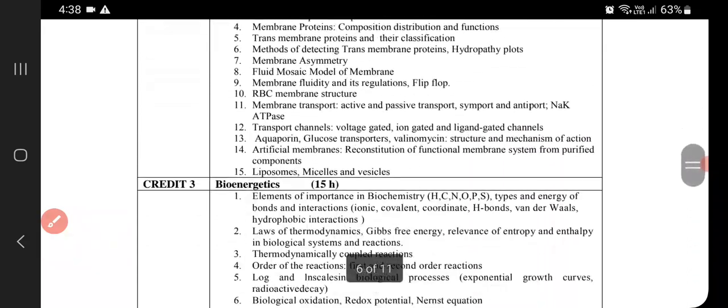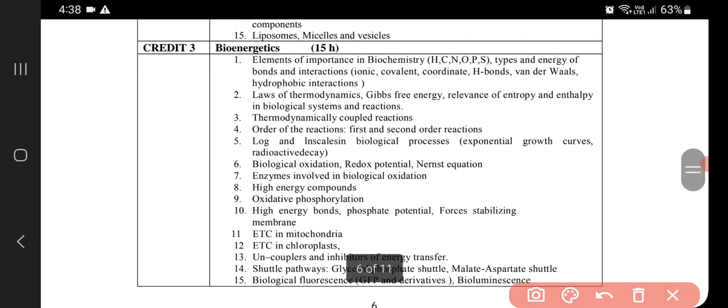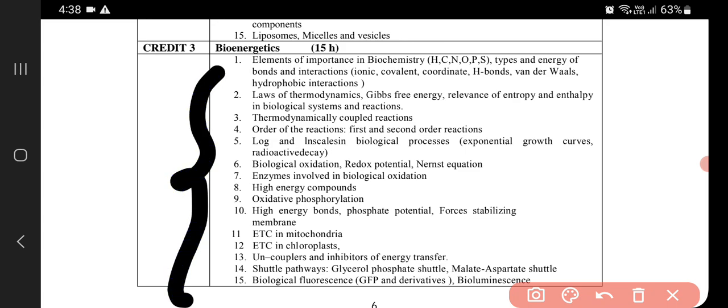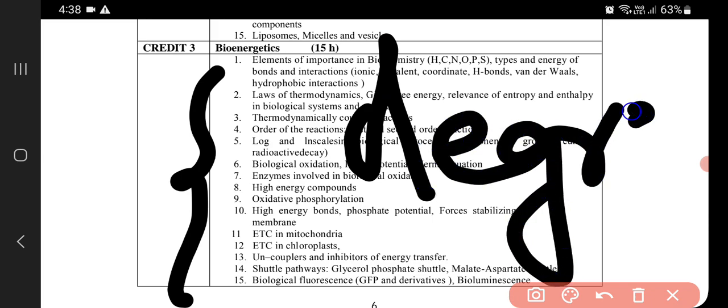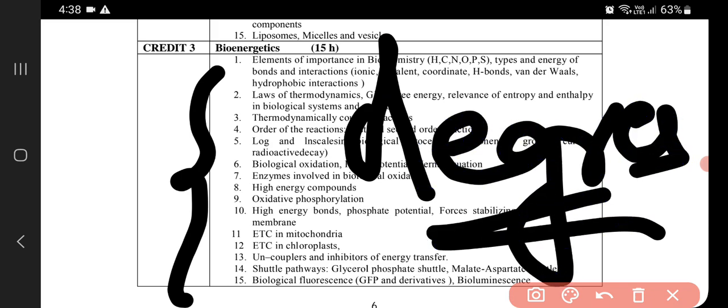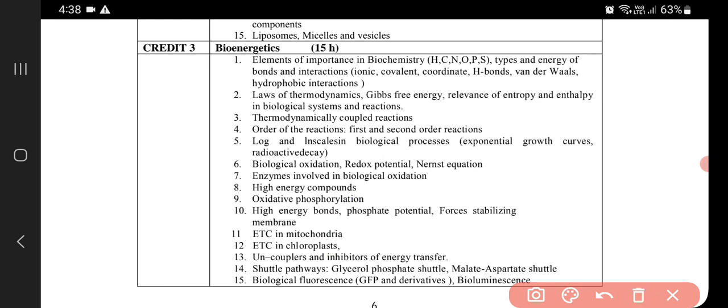And for credit 3, if you studied biochemistry at degree level, you would have all these topics from your previous semesters. These are all degree-based topics which you have already studied. So if you have your degree notes, that would be very beneficial because they will be useful for studying all these topics. And if you don't have them, no worries, I'll provide you the PDF.